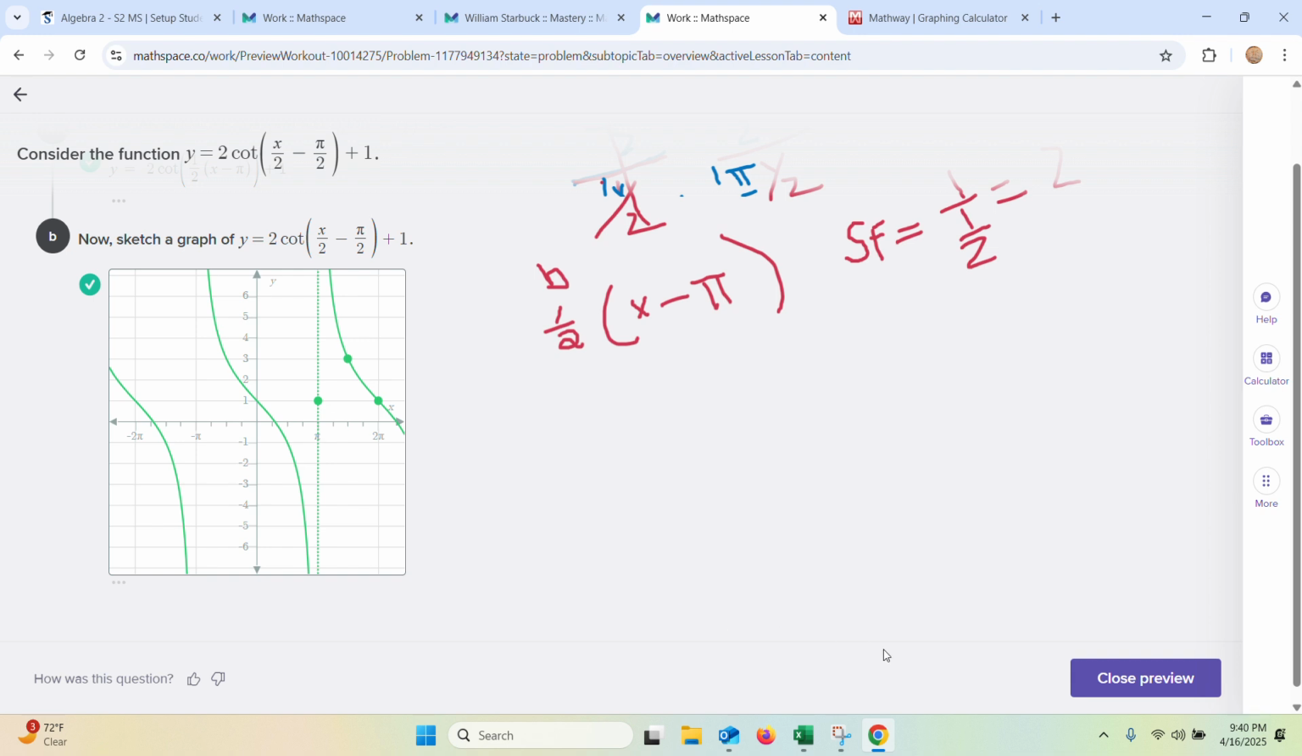So that's cotangent. And I still see that my mute is off. Keep your fingers crossed.